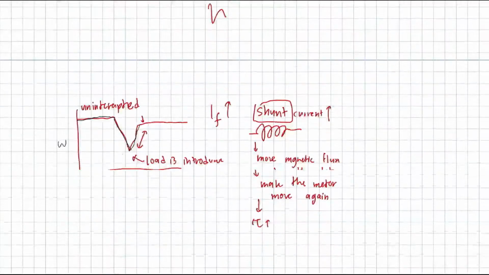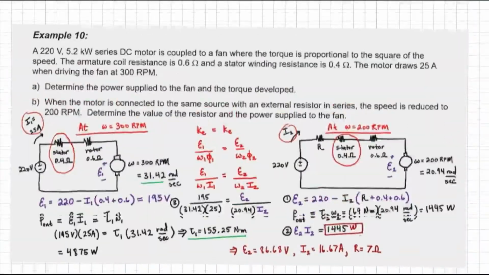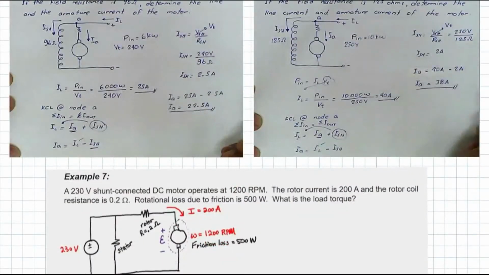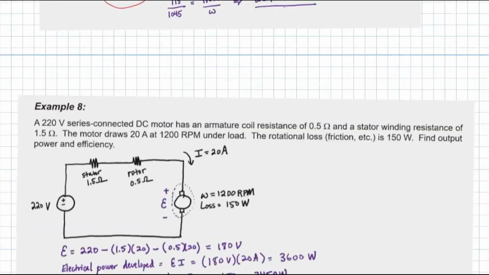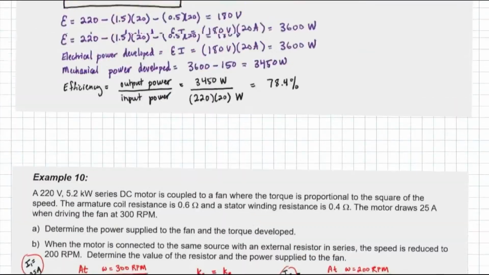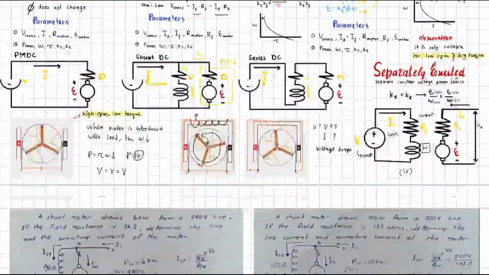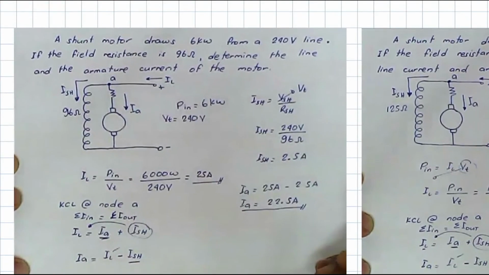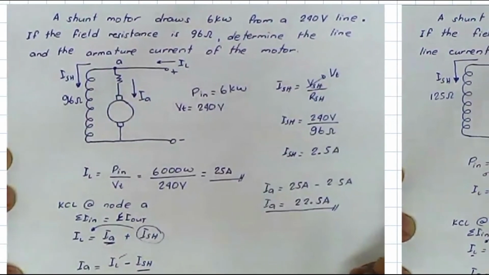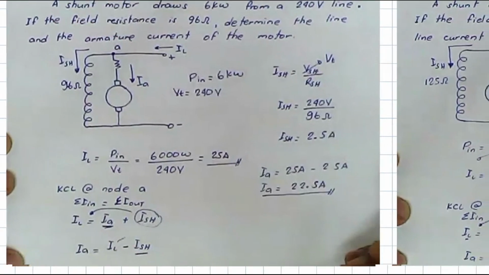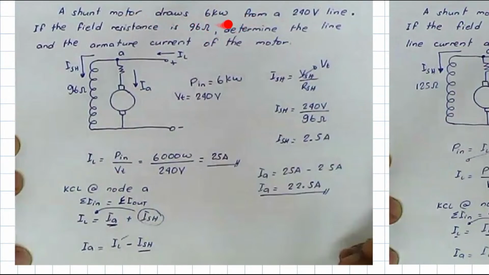So this is all the question, macam ni semua macam example, example for each different motors. Okay, now kita masuk example. Okay, so example ni aku ambil dari internet sebab aku tak sanggup nak salin balik. Okay, so we have a shunt motor draw 6 kilowatts from a 240 voltage line. Okay, jap.